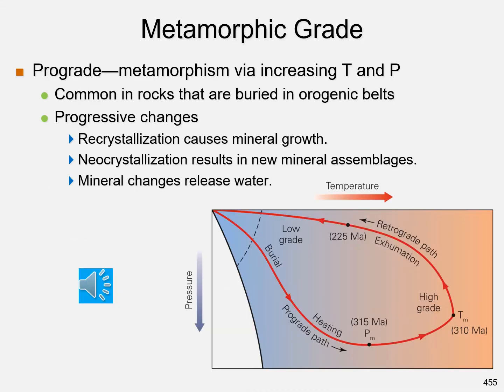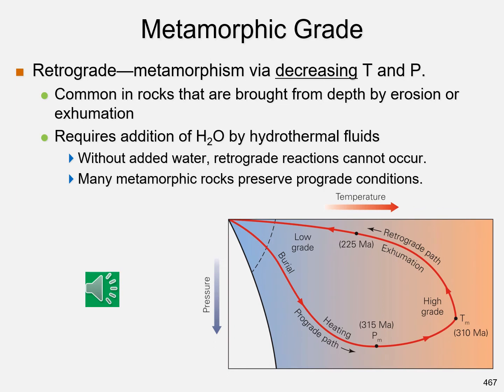We can represent the concept of prograde and retrograde metamorphism as a path plotted on a pressure-temperature graph. As a rock is buried progressively deeper, temperature and pressure increase. The rock follows a prograde path on the graph. We see progressive changes. Recrystallization causes mineral growth. Neocrystallization results in new mineral assemblages, and mineral changes release water. Later, as uplift and erosion move the rock back towards the Earth's surface, it follows the retrograde path.